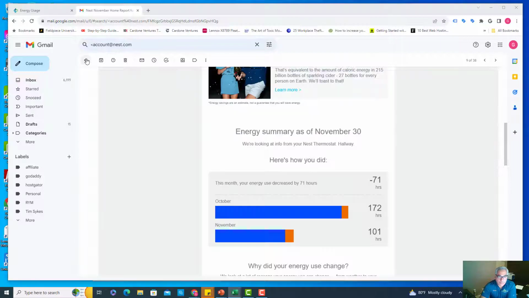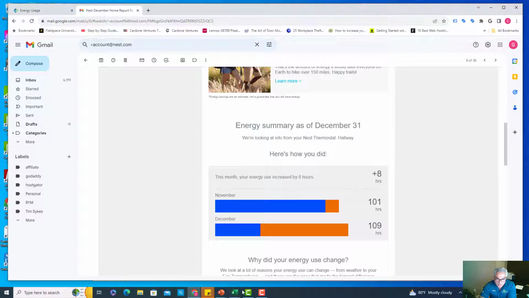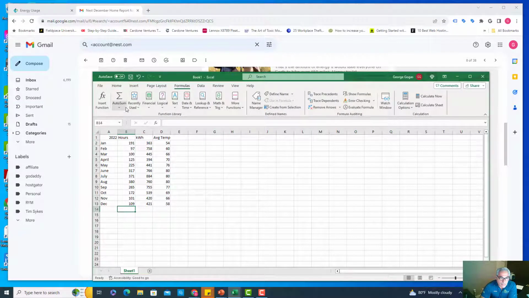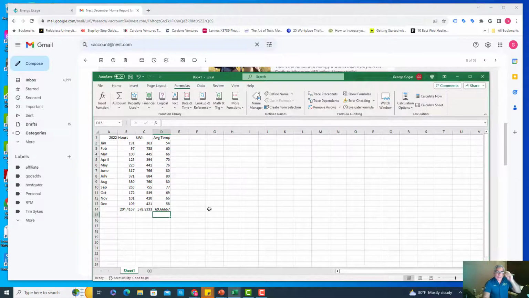And then, of course, December. And December is 109. So we're going to average each one of these out. My average runtime per month is about 200. My average kilowatts per month is 578. And the average temperature is 69 degrees on the year.